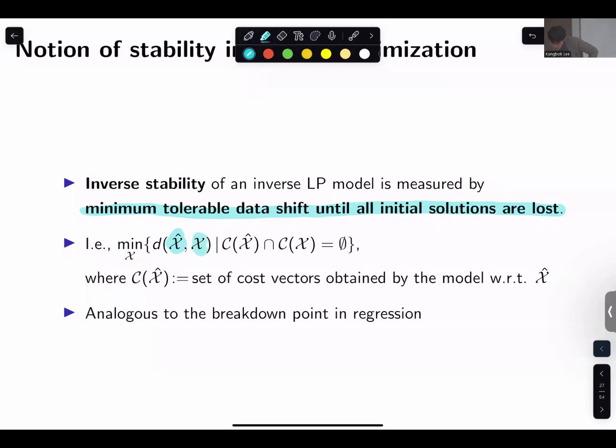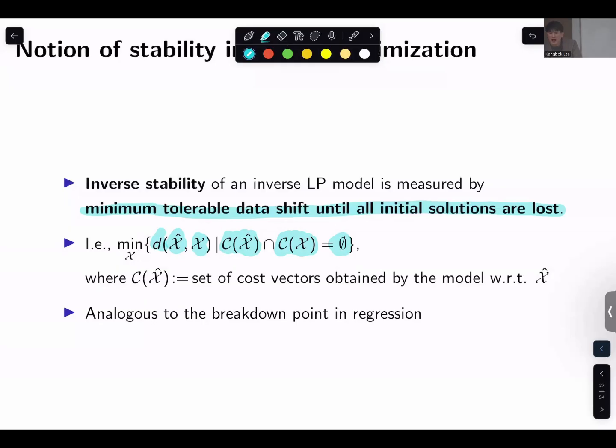Okay. And C of X hat is the C vectors that your inverse model gives based on the initial data. C of X is the set of C vectors that the inverse model gives based on the shifted data. When their intersection becomes an empty set, give me that distance, and more specifically, the minimum distance. That's how you measure instability for inverse optimization.